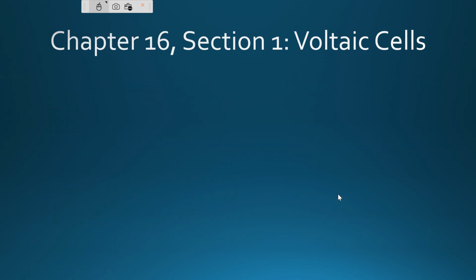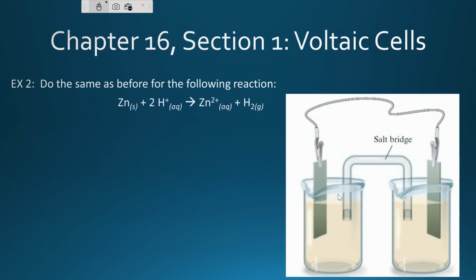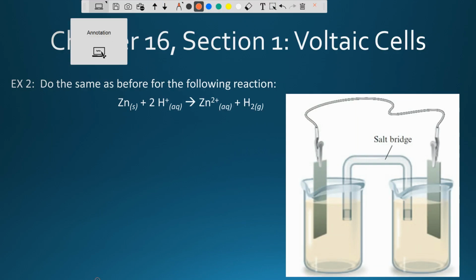Let's take a look at another example, and we'll do the same thing as before. Now we do have a metal, and this is going to be zinc, and we're going to be taking it in the presence of hydrogen ions. Okay, so we're going to do the exact same thing in here. Let's label up our components.